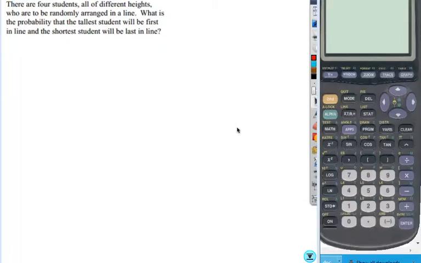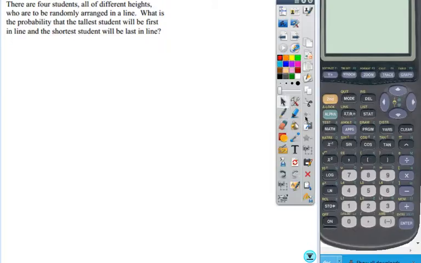Okay, there are 4 students of all different heights randomly arranged in a line. What is the probability that the tallest student will be first in line and the shortest person will be last in line? So what I like to do with problems like this is make a list, draw a picture. In this case, I'm going to list out all the possible arrangements.